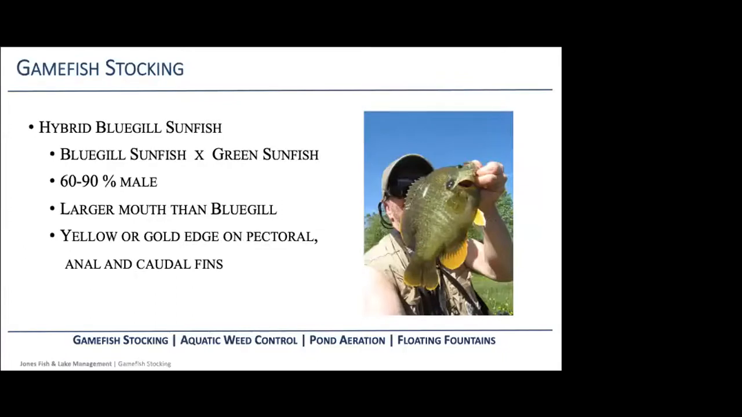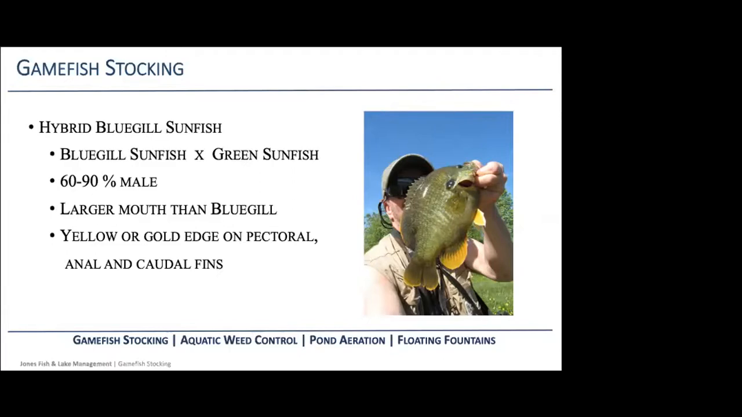So here's your hybrid bluegill. So this is your big sport fish as far as sunfish go, a cross between the straight bluegill sunfish and the green sunfish. You know, they get very big. They can easily reach a pound within a year if you're really pumping a lot of food there. They have that larger mouth than a bluegill, so they can take on a lot more food a lot more quickly. So that's why you see their growth rates explode a lot faster.